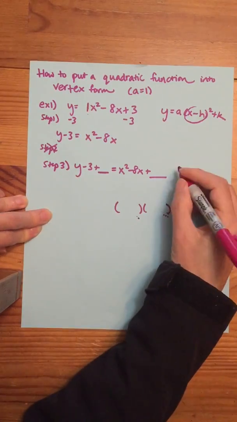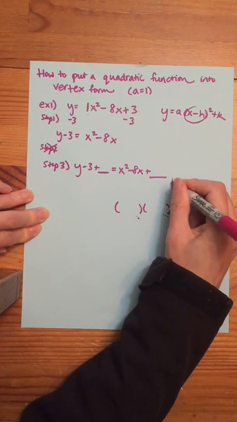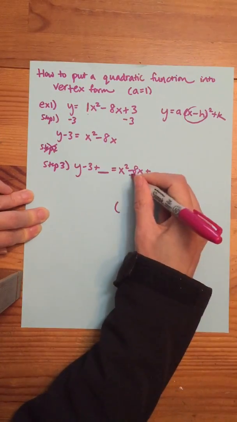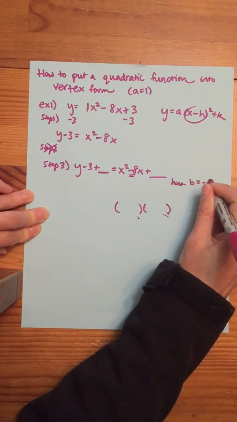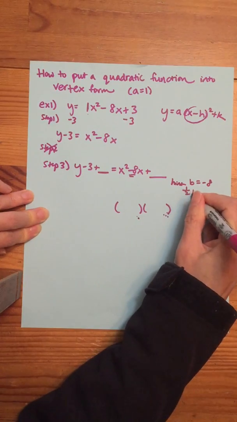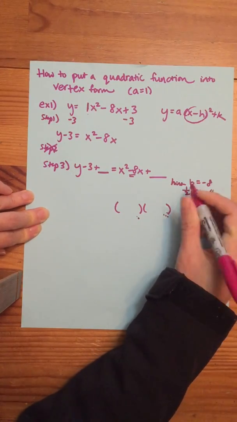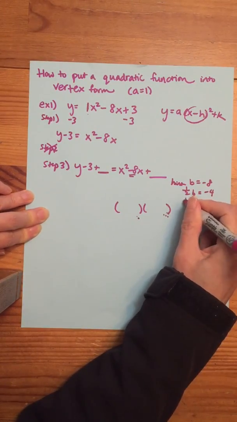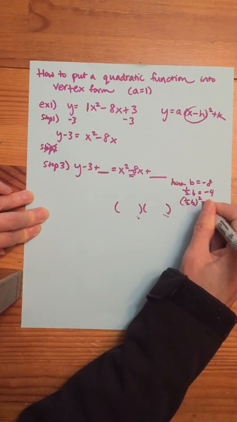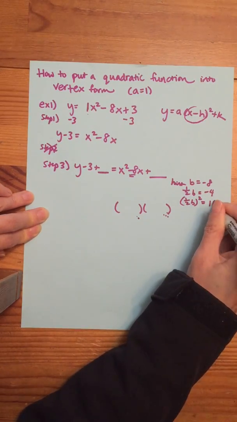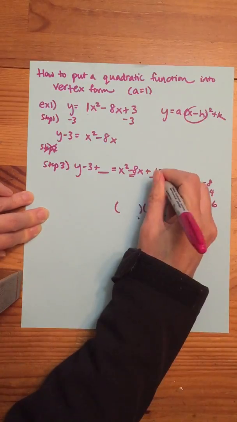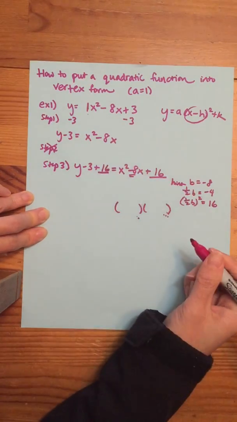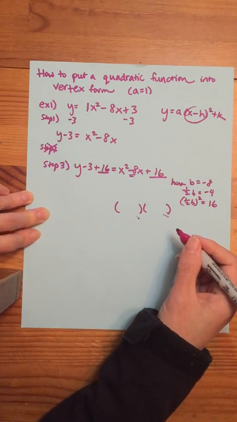So the hint for step 3 is that you're going to take b, which is this term here, so b equals -8, take half of that, so half of b equals -4, and then take that number and square it. So take half of b and square it, so -4 squared is positive 16. So that's the number I'm going to add to both sides. Okay, so that's step 3.